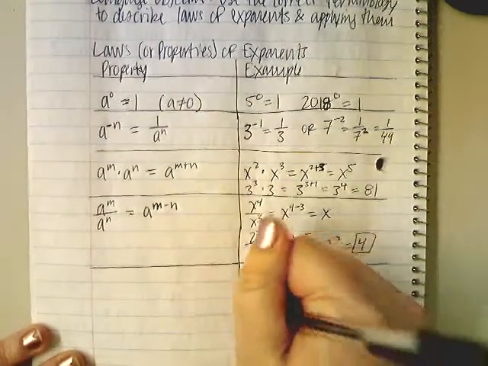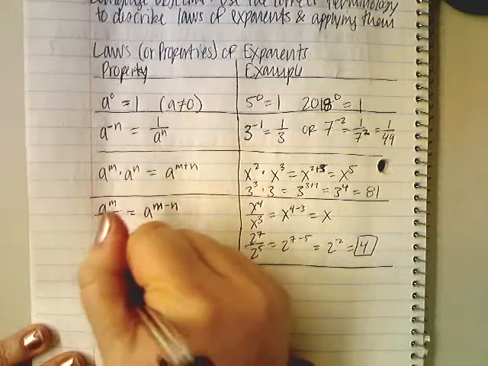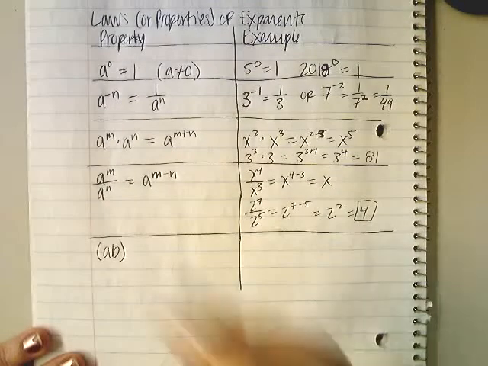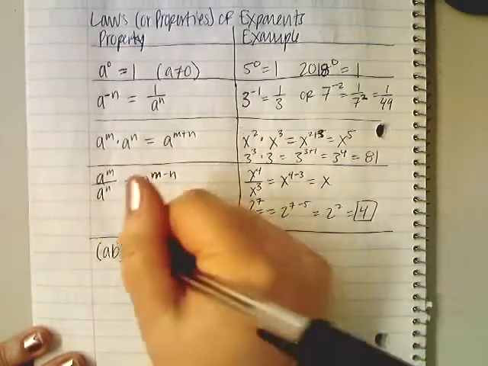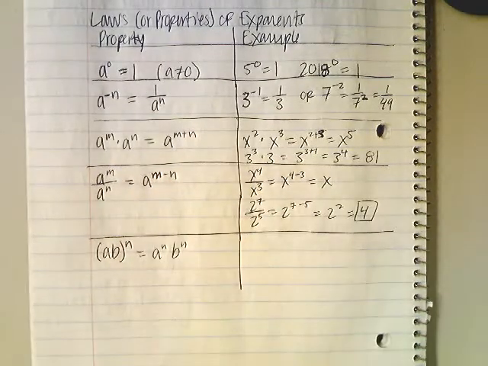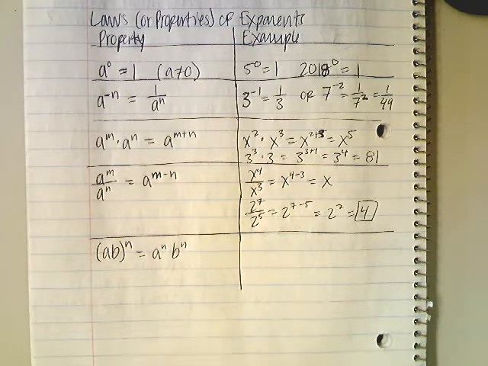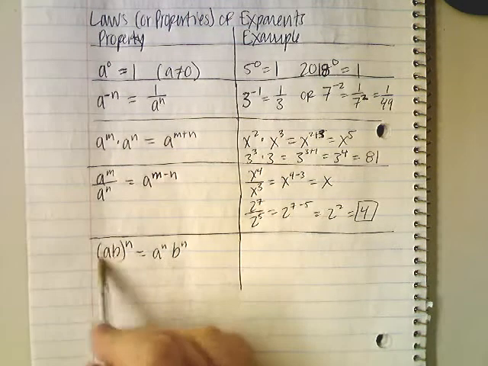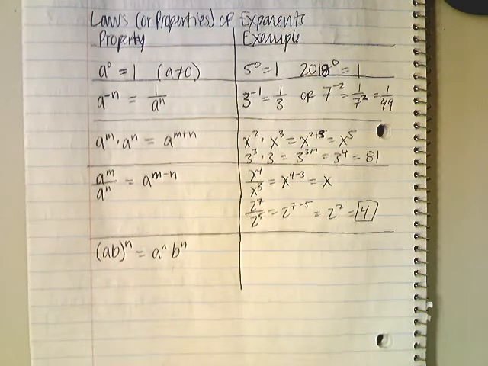Continuing. This one we've also done a fair amount with, but if I have a times b to the power of n, I can rewrite that as a to the n times b to the n. And I want to pause here because this is a really common thing I see people mess up on when we review this rule. This only works if what's in the parentheses is being multiplied.